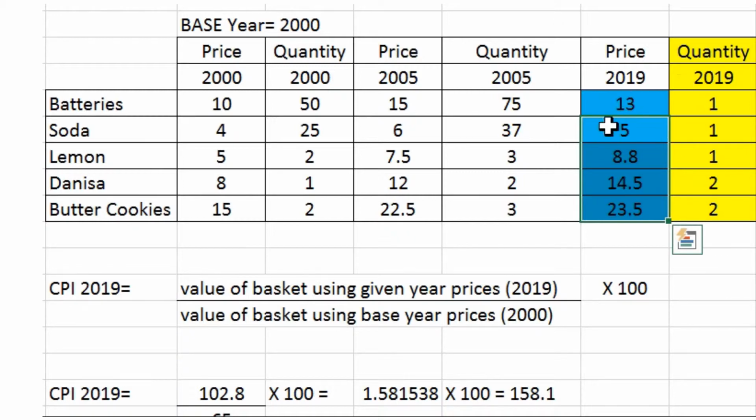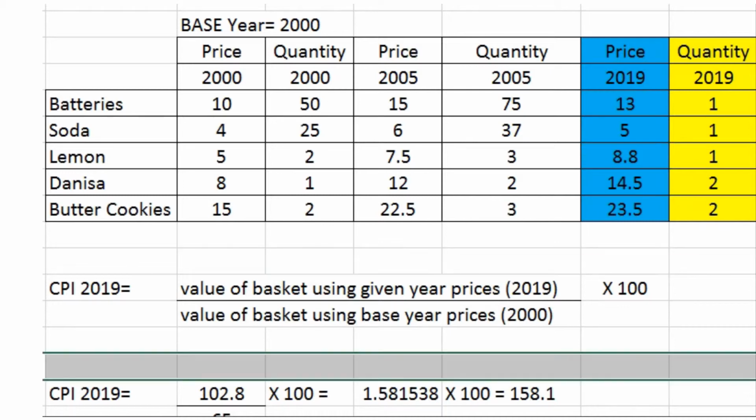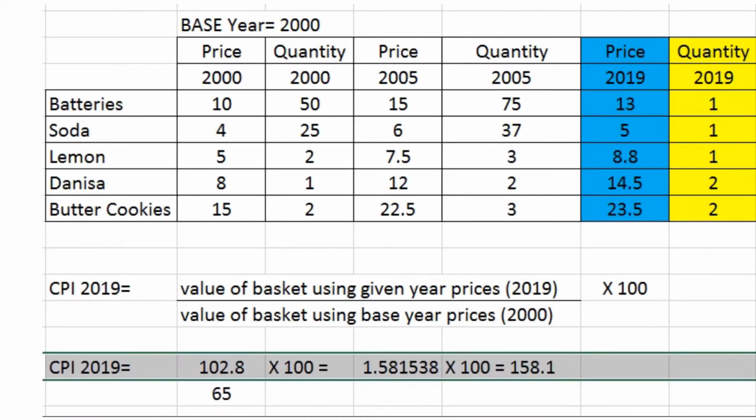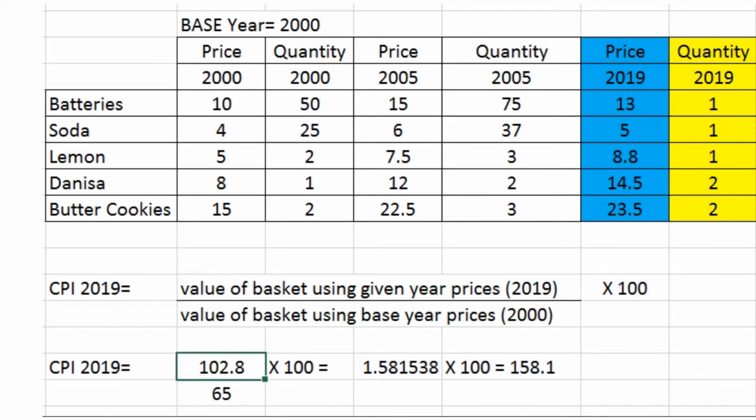Literally, what is the value of the basket in 2019? So we have this here. Okay, so that is the top value. That top value is worth 102.8. And that was what she calculated at the store. This is what the woman calculated at the store, if you remember, when she did her initial calculations. That's the value of the basket in 2019.